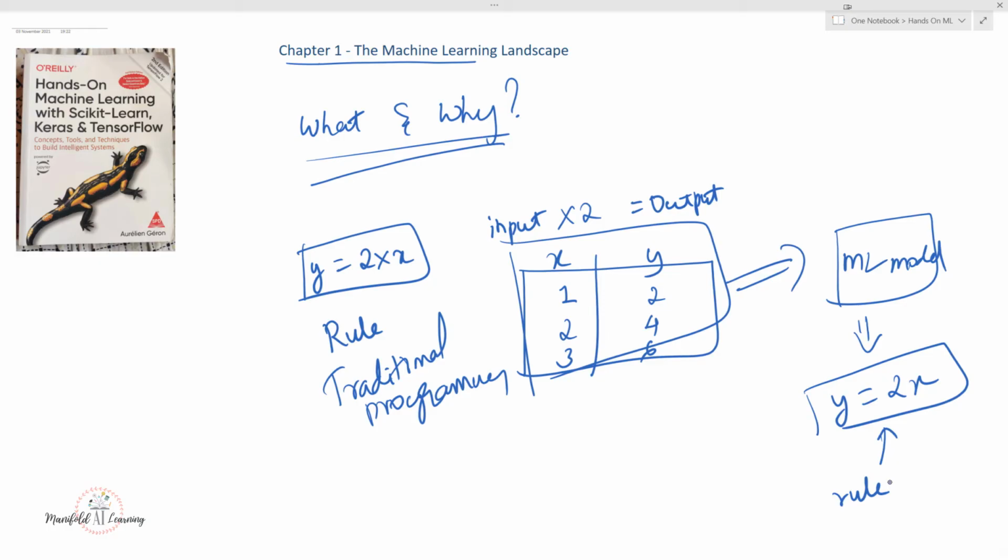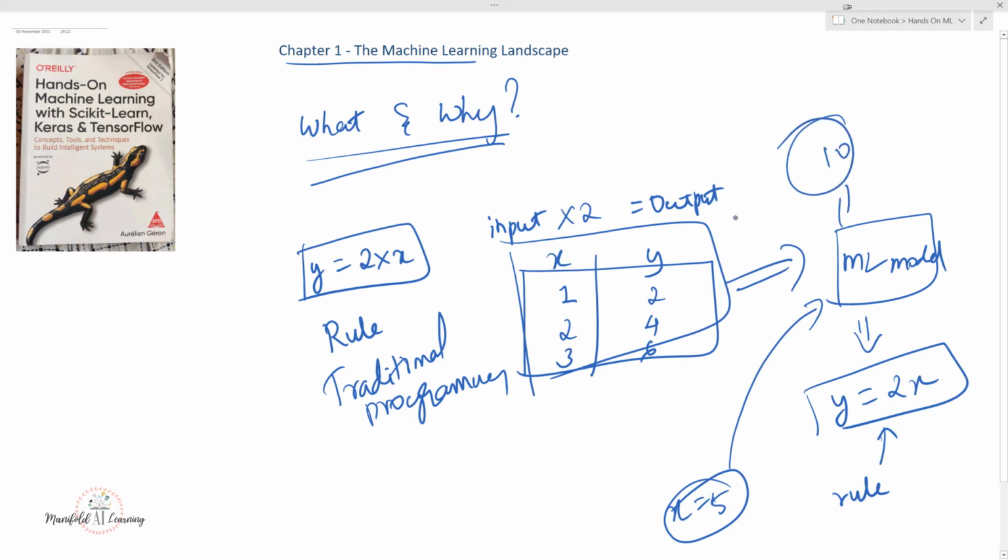Now the benefit is my machine learning model has learned a rule. Now that it has learned a rule, let's say I have new data. When I say new data, let's say x is equal to 5. When I give x is equal to 5 to this machine learning model, it already knows the relationship between my x and y. So it says, okay, if x is equal to 5, I know the relationship in the data you have, so 2 into 5, I'll give the output as 10. Can you make out the difference?